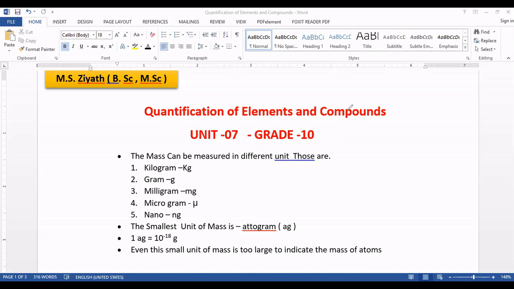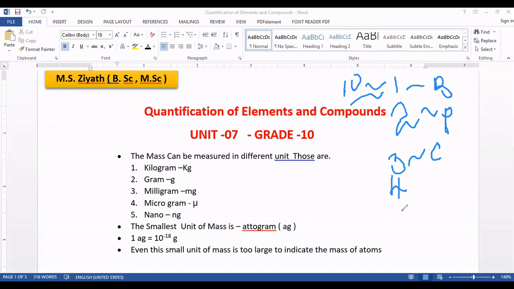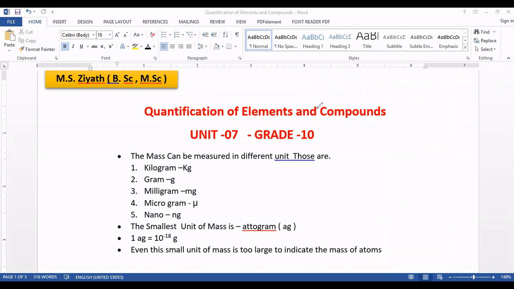So let's talk about the first one. We already discussed chapter number 1, grade 10, which is biology. Second is physics. The third one you might have been studying is chemistry. Four and five are again physics. Six is biology. Now you have come to 7, which is chemistry. We have studied chapter number 6, biology, already. Now we have come to the quantification of elements and compounds, unit number 7, grade 10.